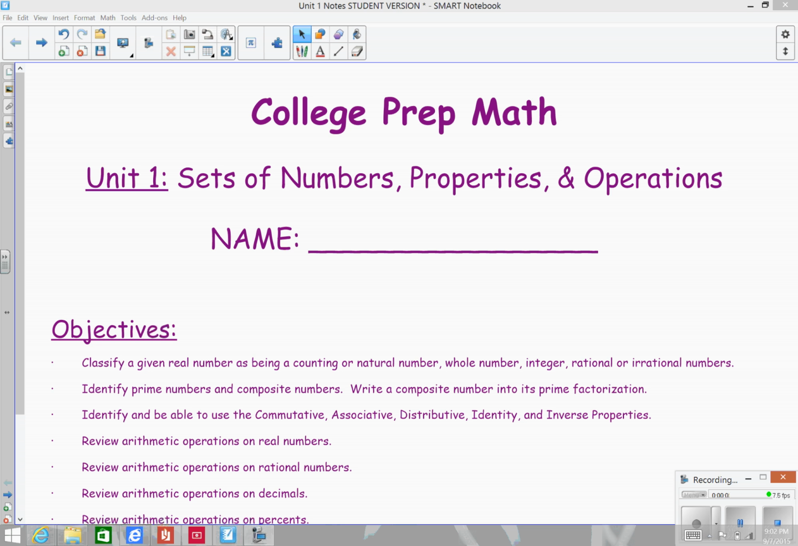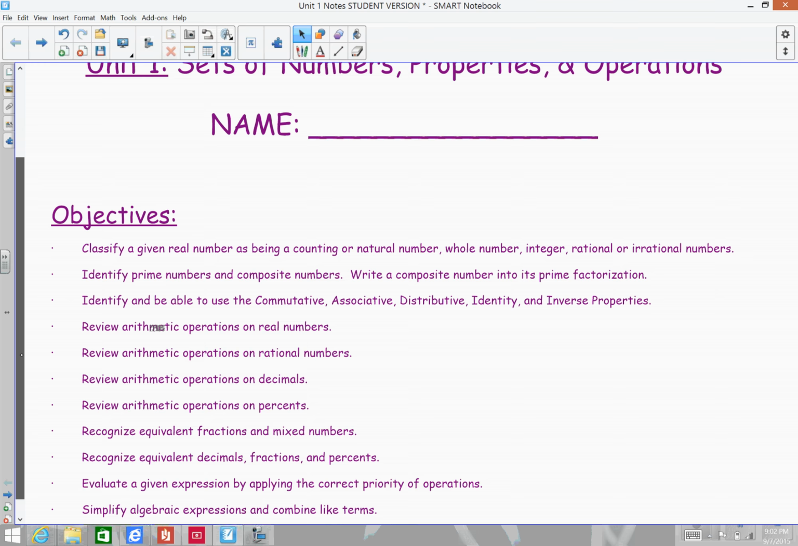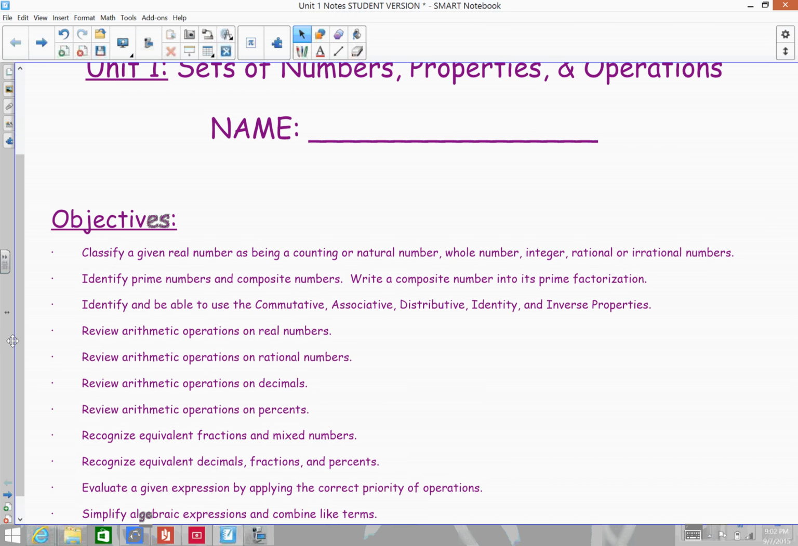In Unit 1, we're going to focus on sets of numbers, properties, and operations with numbers. Some of the objectives: the first thing we're going to look at is the real number system and being able to classify a number, looking at prime numbers, composite numbers, and some different properties. Then we're going to go back and look at some basic operations, with fractions and decimals, and being able to do those operations without a calculator. So for this unit, we won't be using a calculator. We need to go back and make sure that we can do all of those skills by hand.